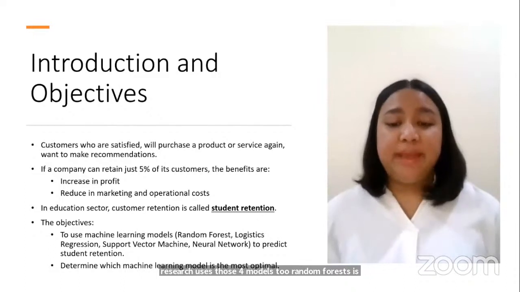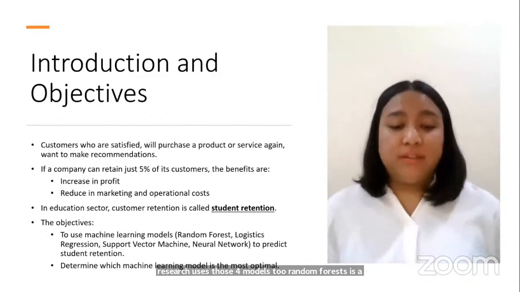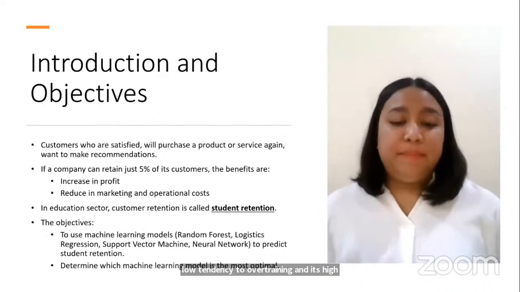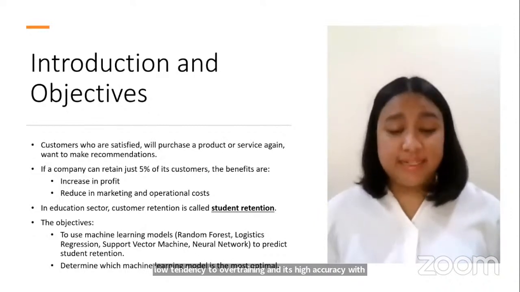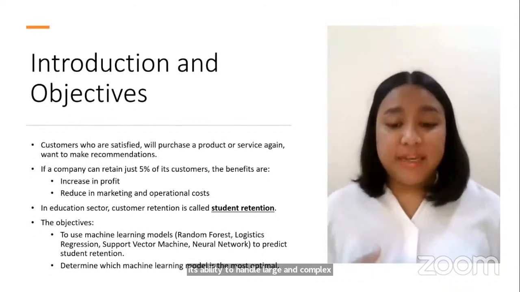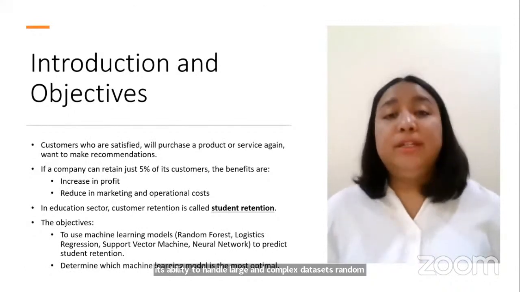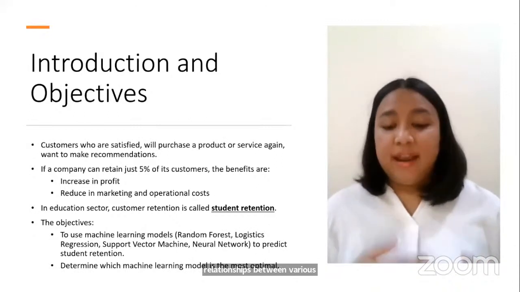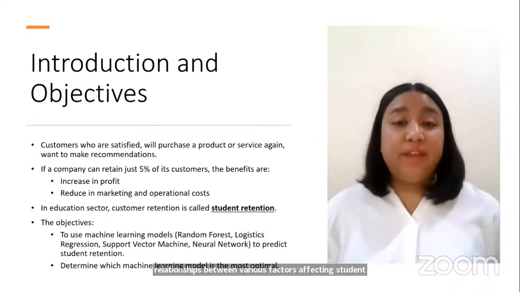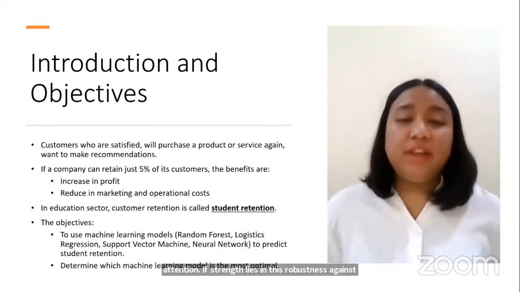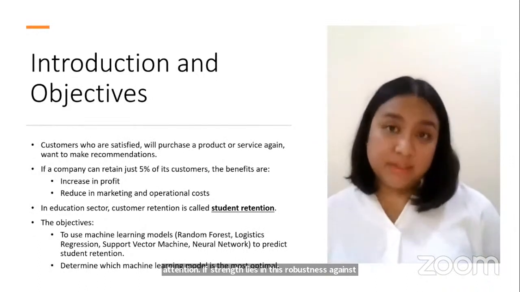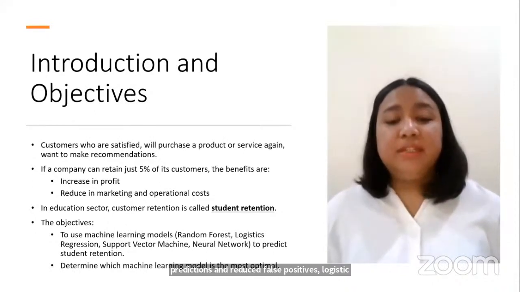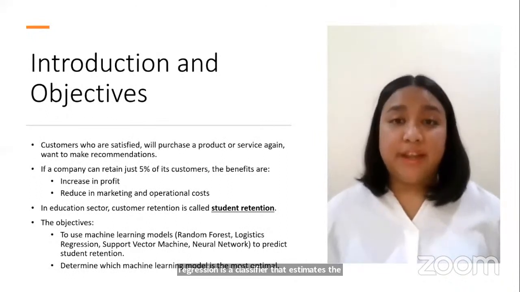Random forest is a tree-based learning algorithm which is known for its low tendency to overtraining and its high accuracy. With its ability to handle large and complex datasets, random forest excels in capturing intricate relationships between various factors affecting student retention. Its strength lies in its robustness against overfitting and noise, resulting in more accurate predictions and reduced false positives.